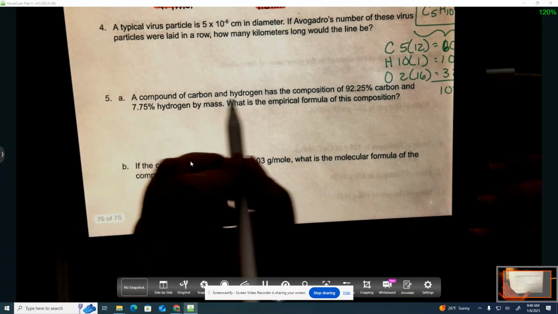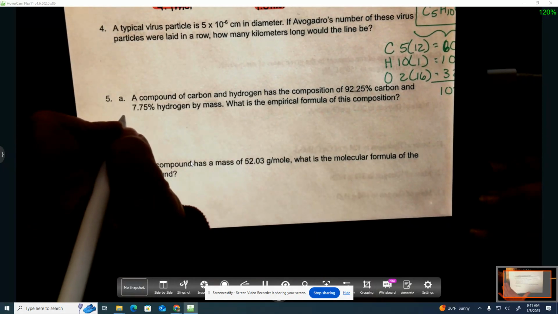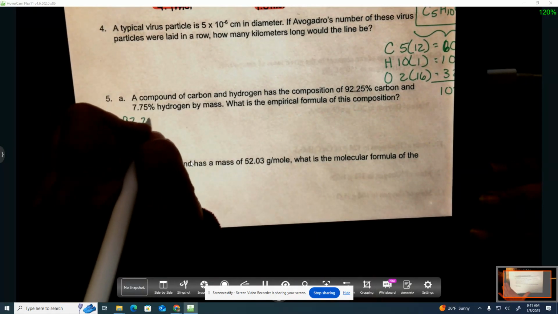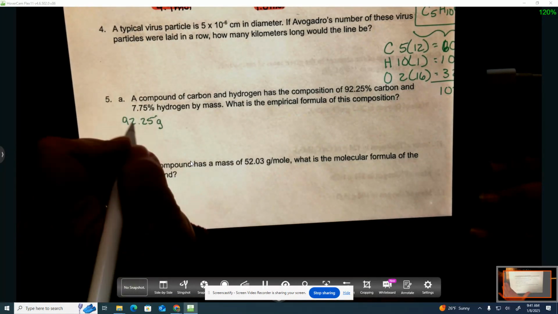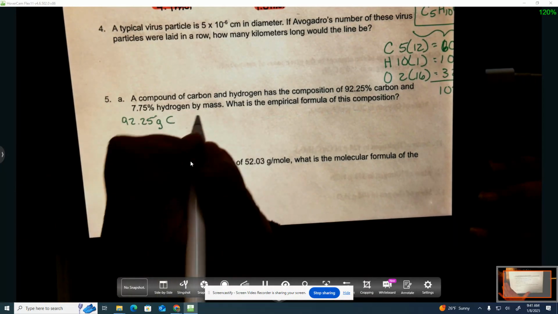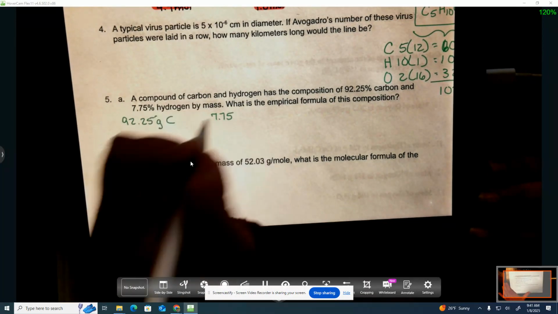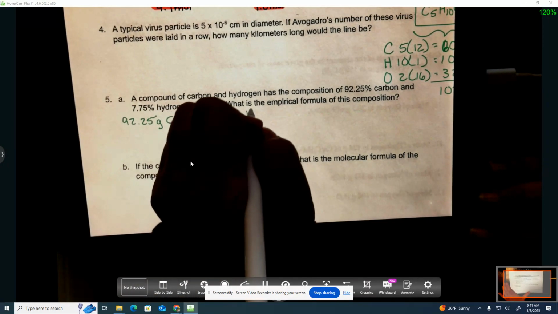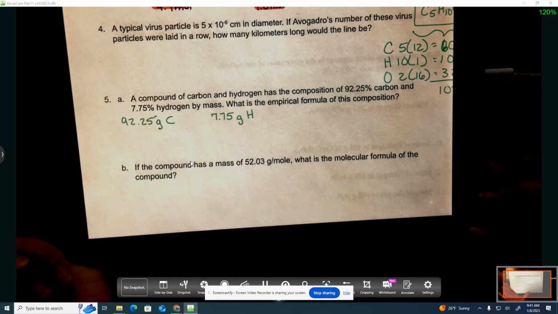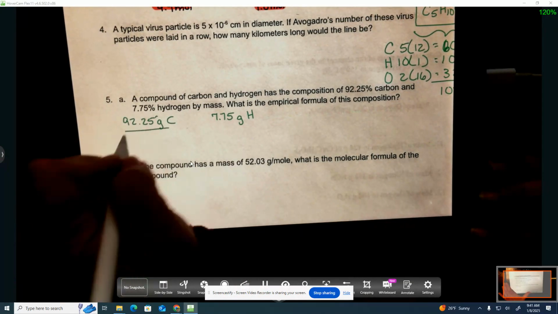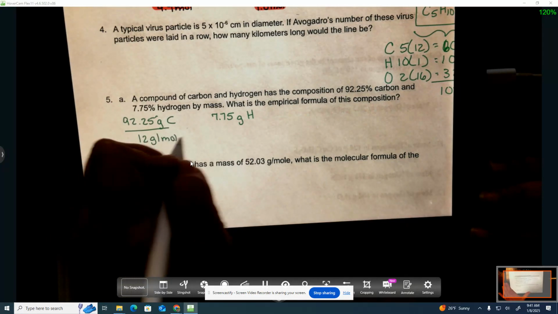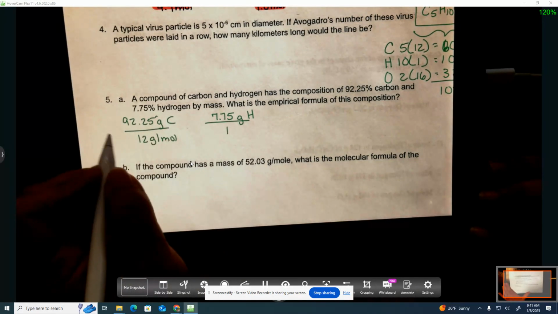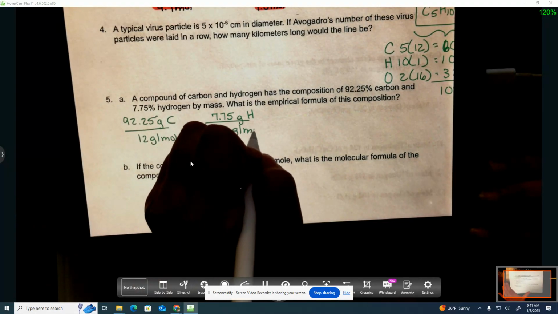A compound of carbon and hydrogen has the composition, this is the last one now, 92.25% carbon. So I'm going to change that to grams, and for space-wise, I'm just going to put grams of carbon. And then I have 7.75 grams of hydrogen. Okay, what am I dividing the carbon by? 12 grams per mole. And hydrogen gets divided by 1. We like that one because that's easy.